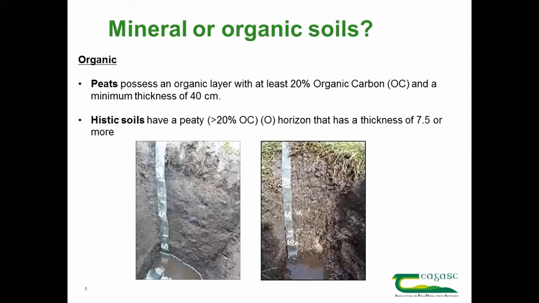So you've moved far beyond the 10% here in terms of what the organic matter portion is. Peats possess an organic layer by definition that's at least 20% organic carbon and have a minimum thickness of 40 centimeters. Histic soils, sometimes referred to as the drained peats, have a peaty O horizon, which is an organic horizon, with a thickness of 7.5 centimeters or more. So these, as I said, are the other side of the coin.